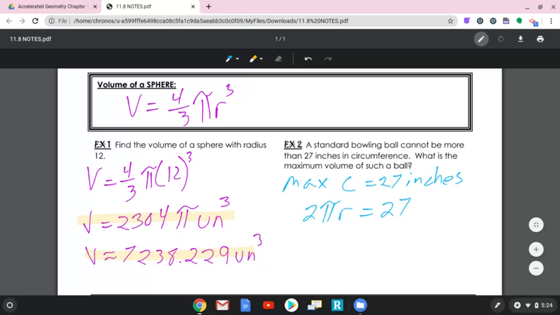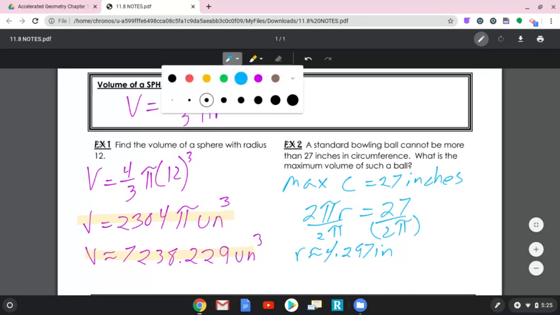Now, if I solve for r here, I would divide both sides by 2 pi. Be careful when you divide by 2 pi in your calculator, you have to put the 2 pi in parentheses in the denominator. So your radius would be approximately 4.297 inches. That would be the max radius. Now that we have it, the max circumference gives me the max radius of my bowling ball. So now I'm going to use that in my volume formula.